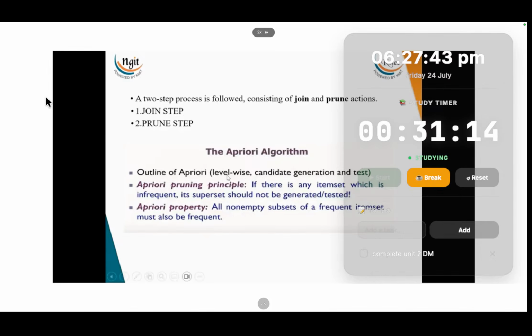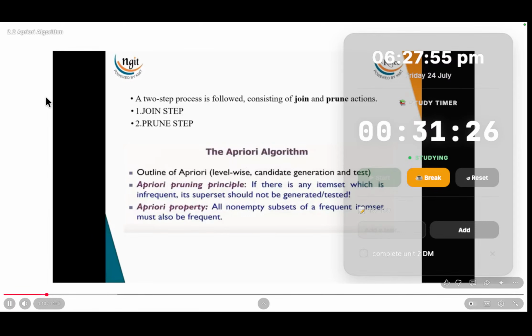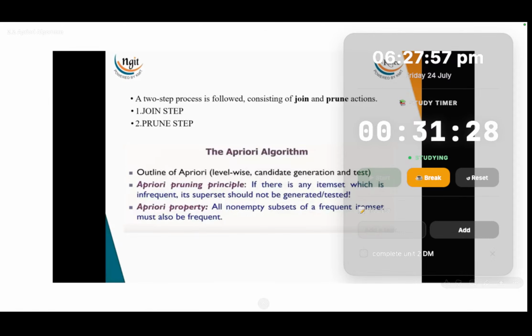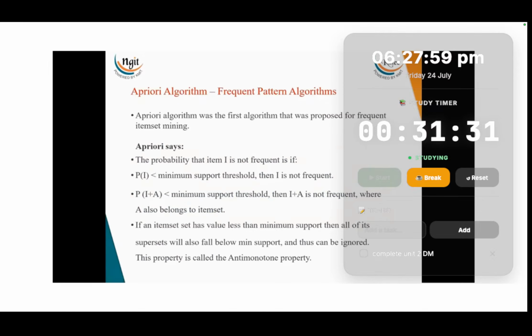Basically, the a priori algorithm starts level wise, creates the candidates, and then performs the test on those candidates which are generated. A priori pruning principle: if there is any item set which is not frequent, then those item sets are not considered. And a priori property: if there are any non-empty subsets present in the frequent item sets, definitely they should also be frequent. The a priori algorithm was the first algorithm proposed for frequent item set mining.